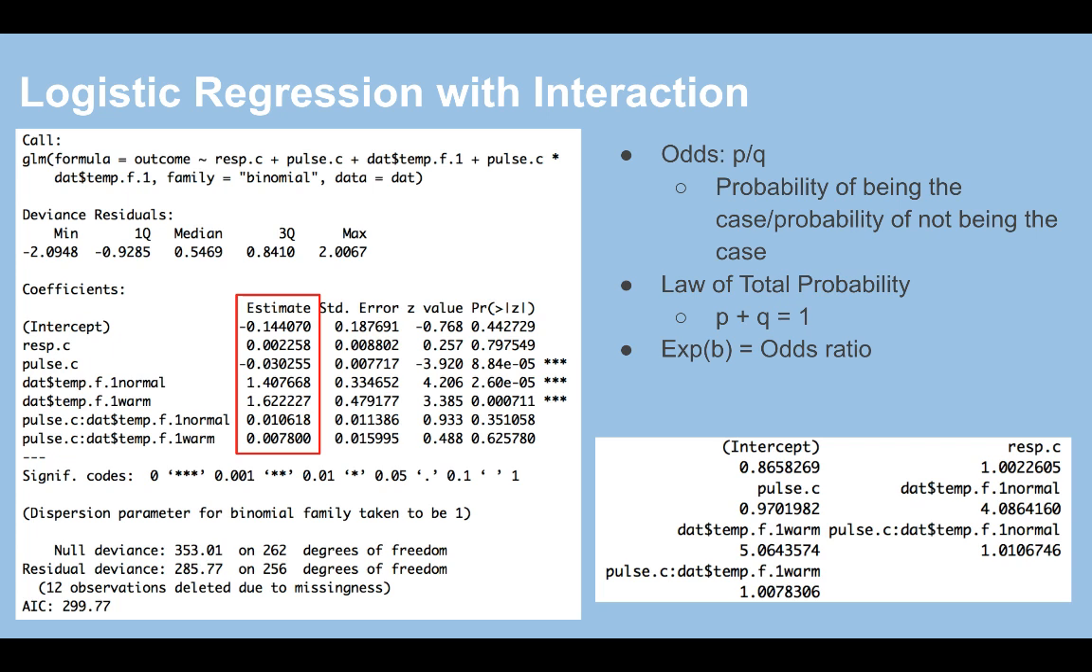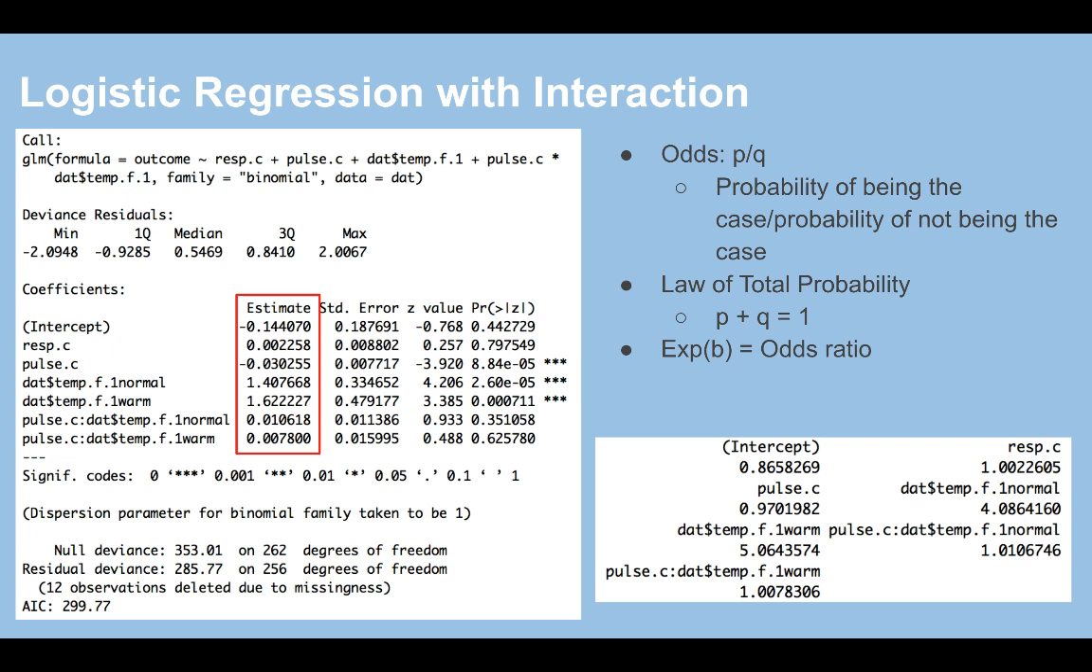And the first thing we need to talk about before we get into the parameter estimates is odds. So as I mentioned before, the estimates will be log odds ratios. And so odds represent the probability of something being the case over the probability of it not being the case. So P over Q. And because this is difficult to interpret in terms of the natural log, we will take the exponent to get just an odds ratio.